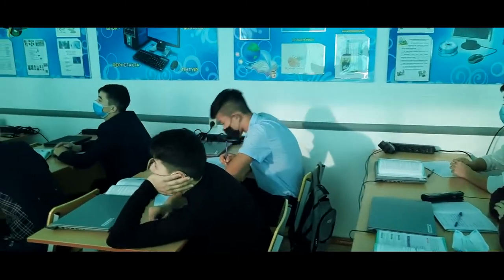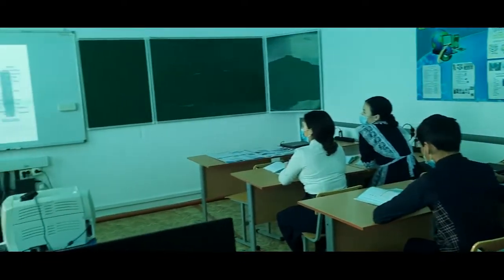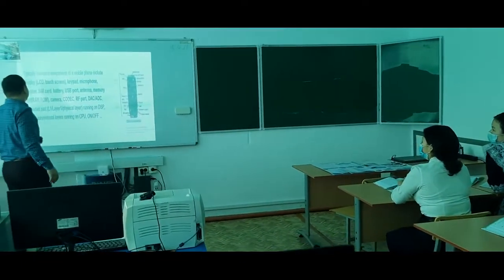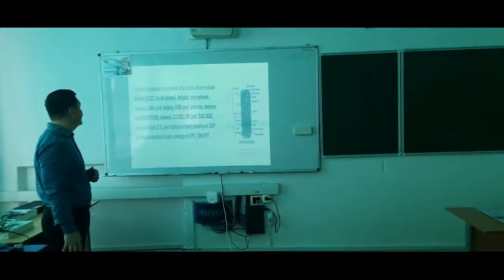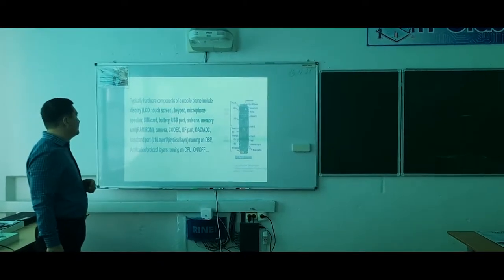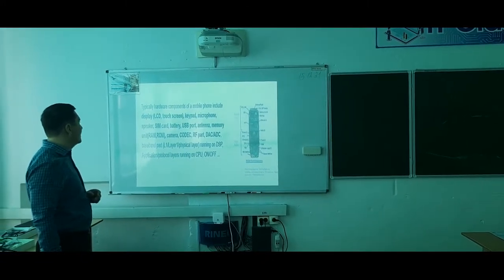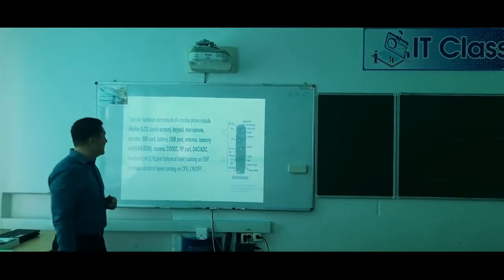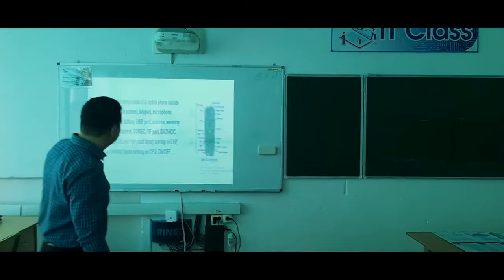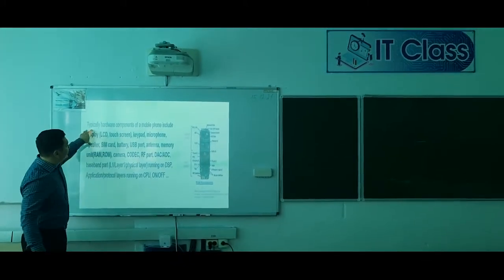Let's repeat it. Components of our mobile devices. This mobile phone. These components: display, LCD touchscreen, keypad, microphone, speaker, SIM card, battery, USB port, and then memory unit, RAM, ROM, camera, codec, RF part of this ADC. Please write it in your copybook, just this part.